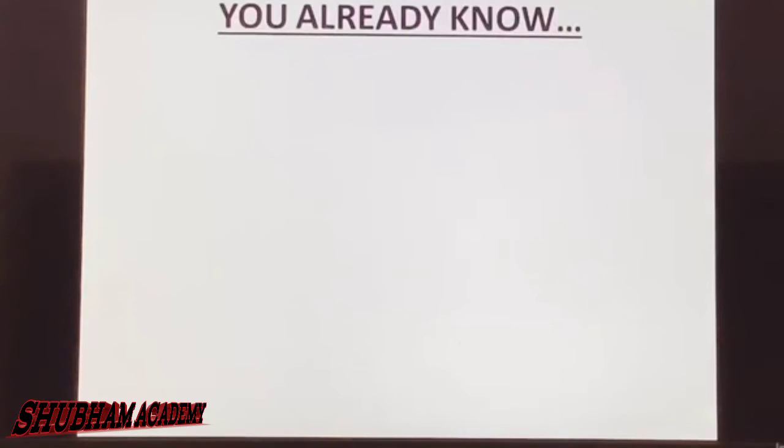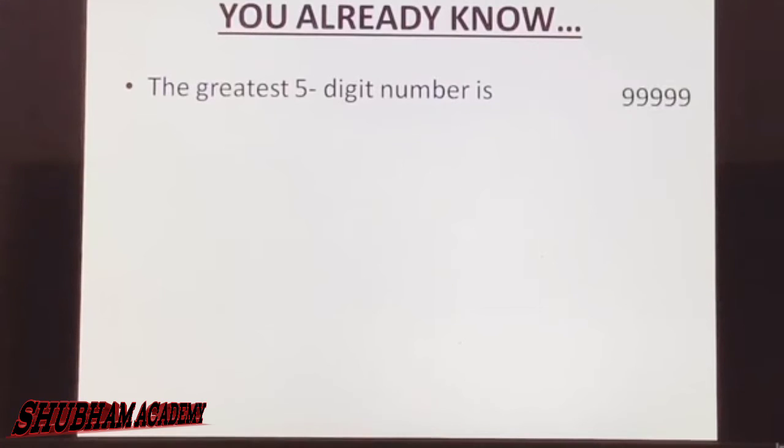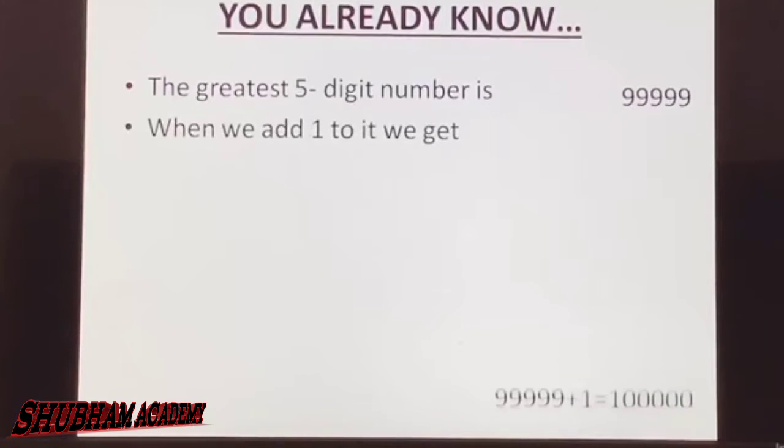You already know a few things, like the greatest 5-digit number. It is 5 nines. That is 99,999. Now when we add 1 to it, we will get 1 followed by 5 zeros.